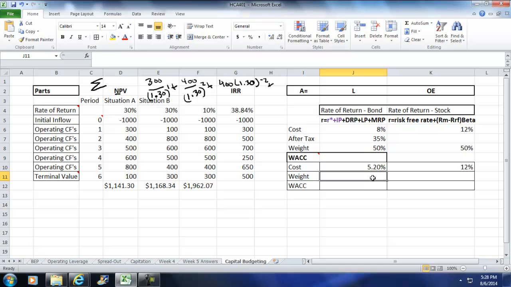Now one more time is the weight. So if I take the weight, which is the 50%, and I multiply that by the 5.2, I get the new number, the weight, and I'm going to do the same thing here, 50% times the 12% cost, and I get the 6%. And if I come here and add them together, this plus this, I now have my cost of capital.